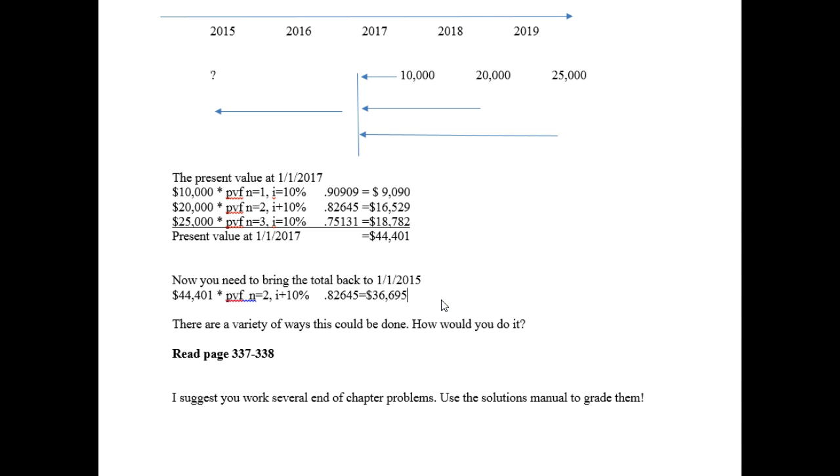There's a variety of ways you could have done this. How would you have picked? This is just mine. What I wanted to demonstrate was that I could bring numbers back to any point in time that were individual and then bring them back as a group from there if I wanted to. This will come in handy many times in our studies of intermediate accounting.